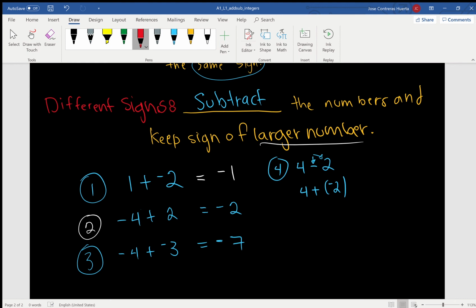So my 4 is positive, but this is negative. So they're different signs. So because they're different signs, you subtract the numbers. So you got 2 because 4 minus 2 is 2. And then should it be positive or negative? In this case, it has to be positive because the 4 is positive. And this is it.